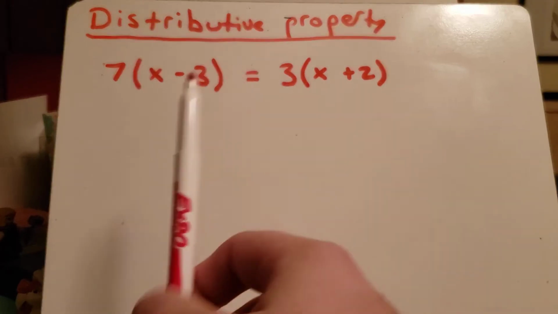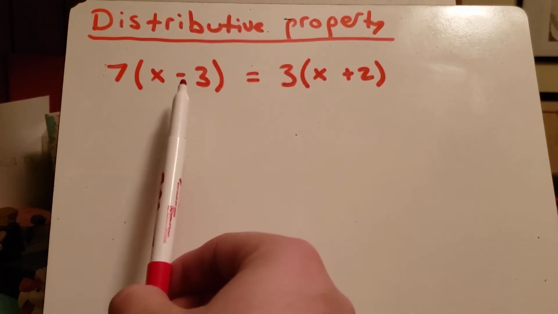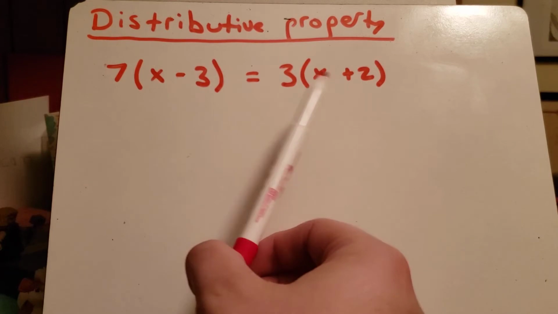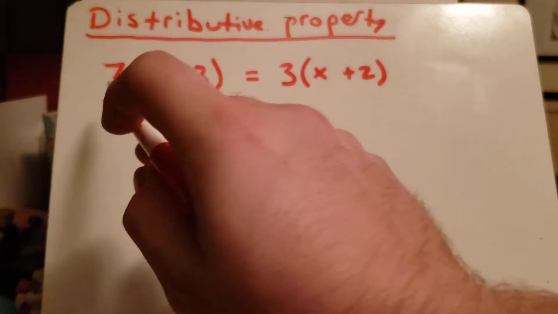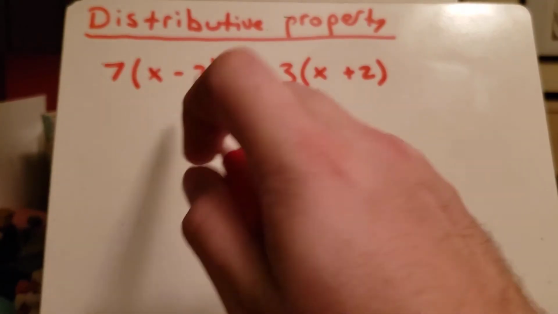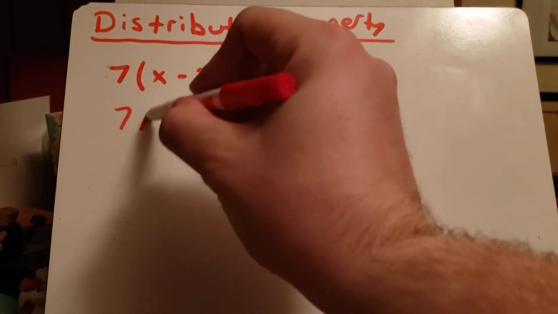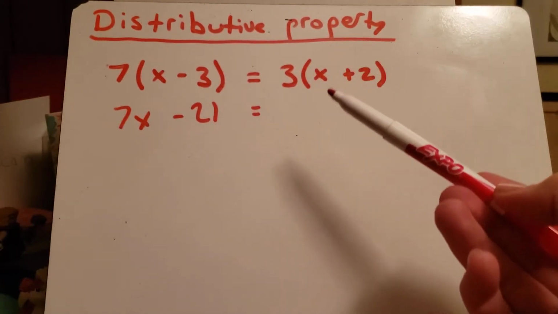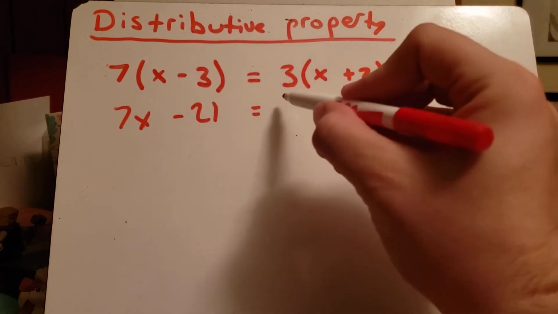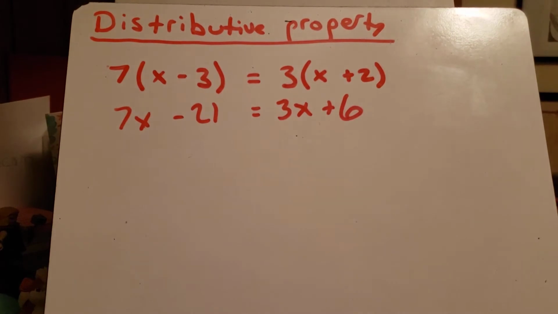As you can see, we have two instances where a number is being multiplied by something in the parentheses that's separated by a minus or a plus sign. So we can use the distributive property here. So what I'm going to do is I'm going to do this side first. I'm going to multiply the 7 times the x and the 7 times negative 3. So I'm going to get 7x on this side minus 21. And on this side, we're going to do the same thing. We're going to multiply 3 times x and 3 times 2. And now we have an equation that looks like this. We have 7x minus 21 equal to 3x plus 6.